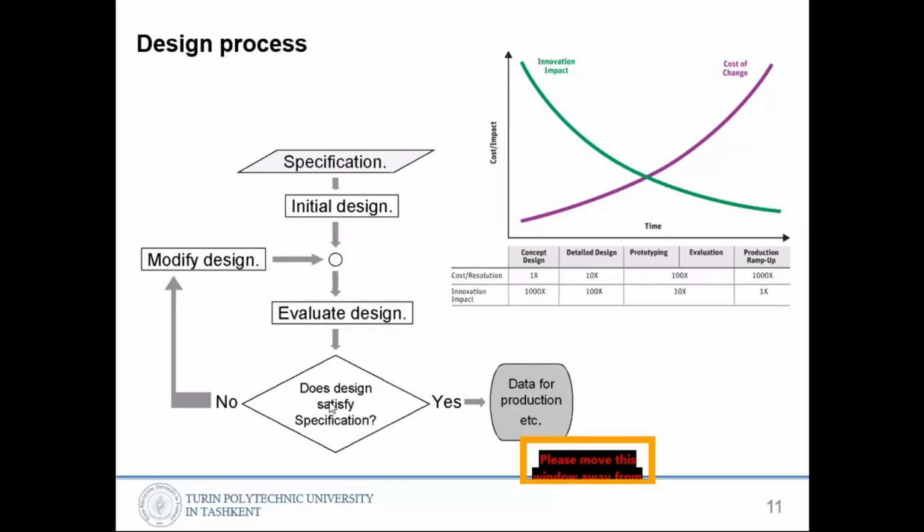If it satisfies the specification, then go to production. Produce this one. If not, you have to modify your design, change something. Include cheaper parts instead of the expensive ones, and make it cheaper to satisfy less than $5,000, and then produce it. So this kind of process.